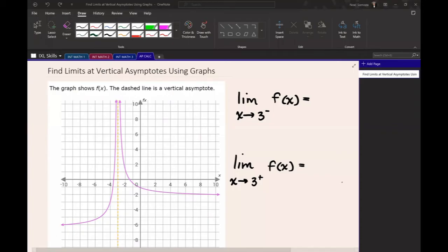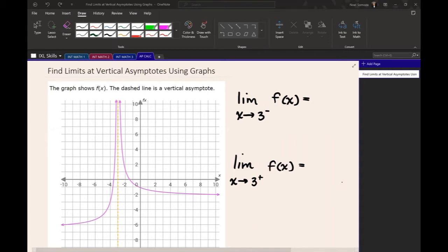All right, so the skill here for us today is to find the limit at a vertical asymptote using the graph. When we're given the graph, all we need to do is essentially follow where the graph is headed in order to determine what the limit might be. Now, when there's a vertical asymptote, typically that splits the ways that you can approach that x value. You can approach the x value from the left or from the right.